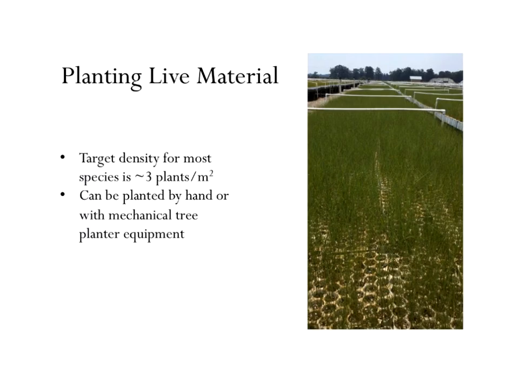So planting live material, your target density for most species is around 3 plants per square meter. And that can add up pretty quickly when you're talking about hundreds of acres. But with live material, you can plant those by hand or with a mechanical tree planter. It just depends on your site and the accessibility of it.